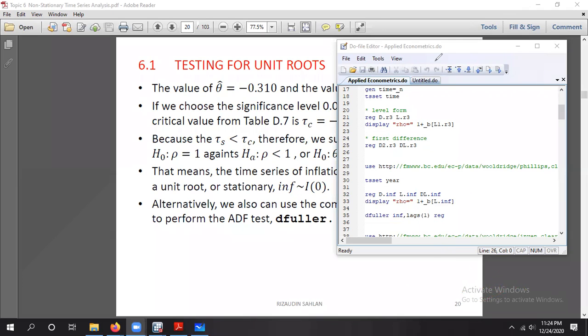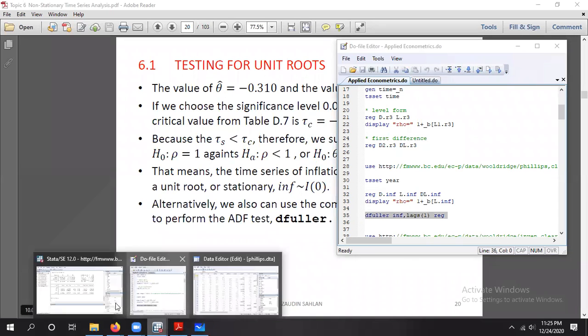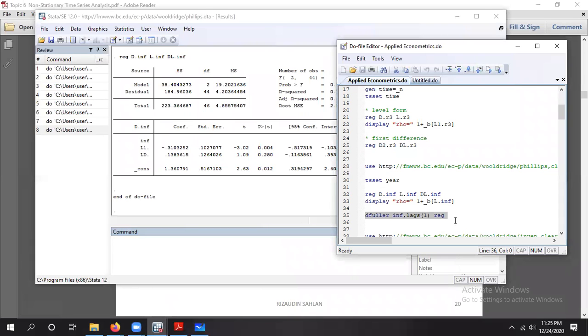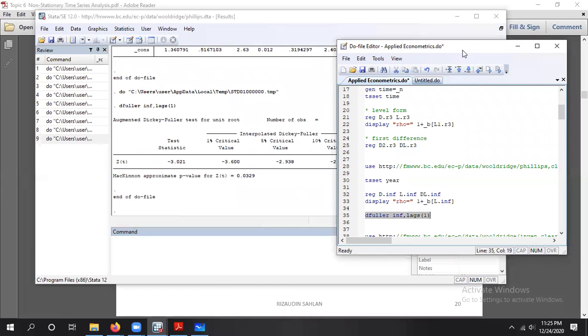Okay, let's say we perform this test now, this one, dfuller. And then there's another option, reg. If we don't put the reg, Stata will not display the output regression. Let's say I just erase the reg. Okay, what happened? Dfuller test. This is the result.